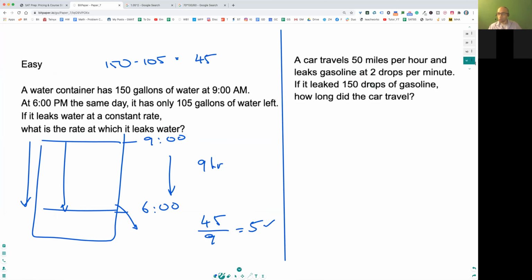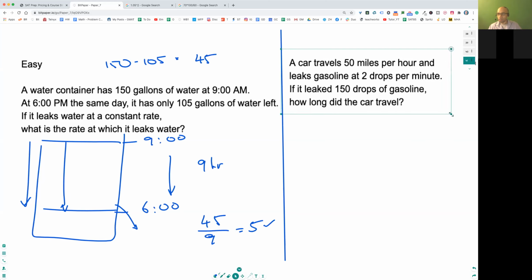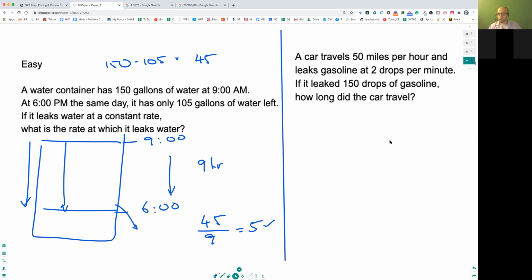So try this problem now. See if you can solve it. Those of you who can solve it, try it. I'm not going to explain a whole lot, but let's think about it this way. A car travels 50 miles per hour and leaks gasoline at 2 drops per minute. So in 1 minute, you leaked 2 drops.